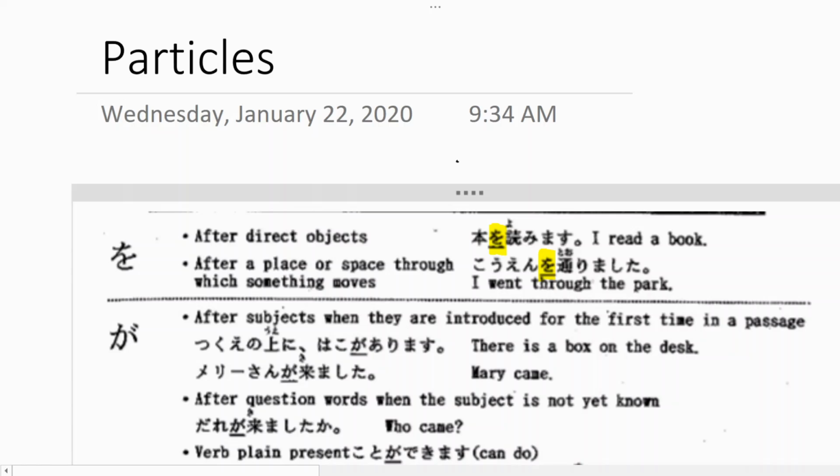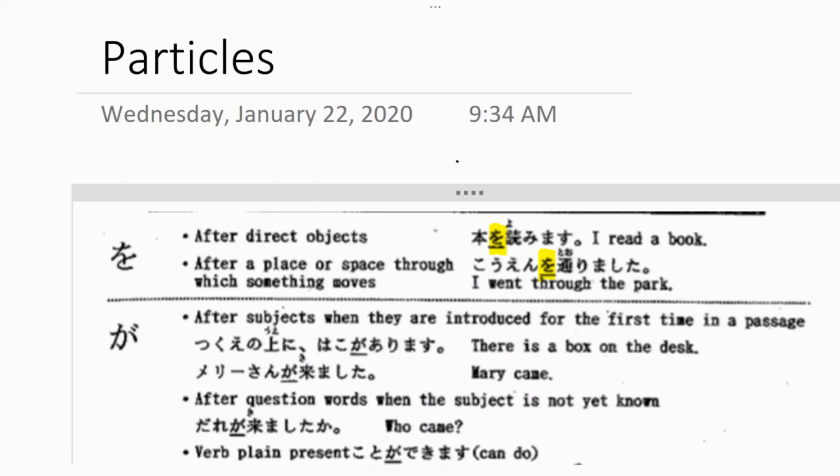This is also used after a place or space that you're moving through. So I went through the park is koen o torimashita, so through the park. That's the place you've gone through. That's how you use particle o.